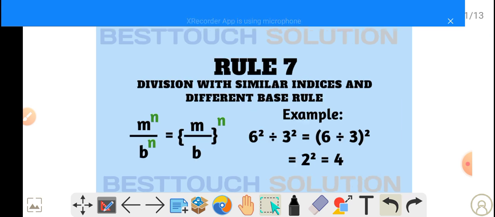Now rule 7, which is the division with similar indices and different bases rule. We have a raised to power n divided by b raised to power n. That is a divided by b, with the same index n. Example, 6 raised to power 2 divided by 3 raised to power 2. So this is 6 divided by 3, and the answer will be 2. And that is 2 raised to power 2, which will give us 4.